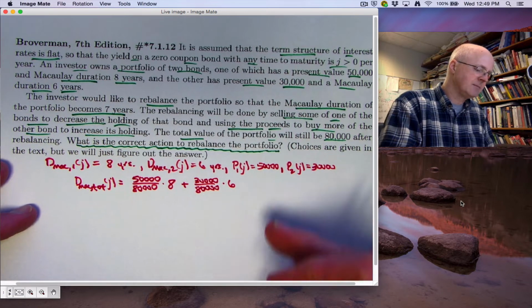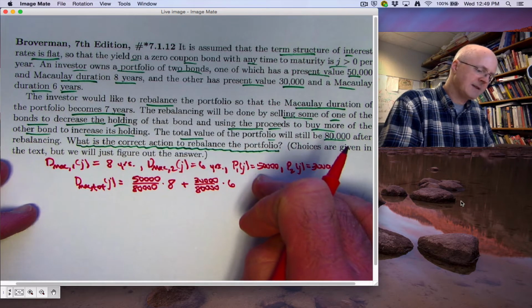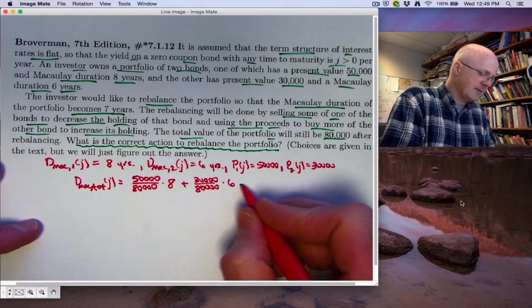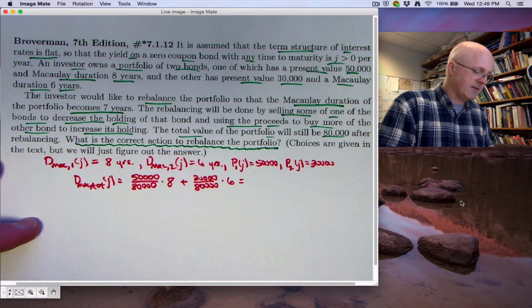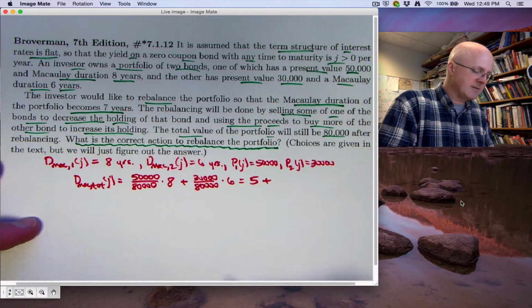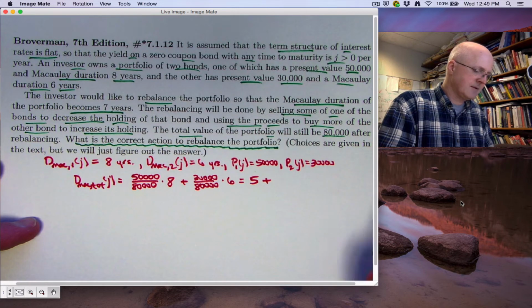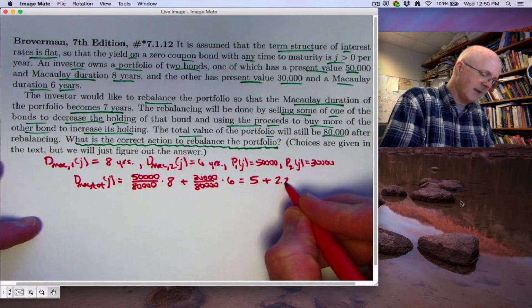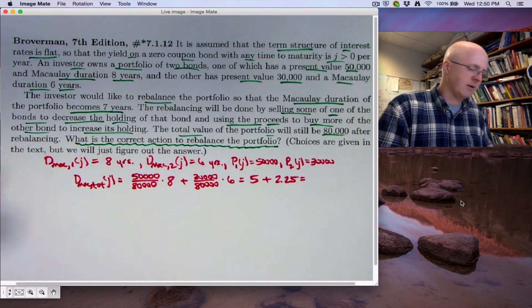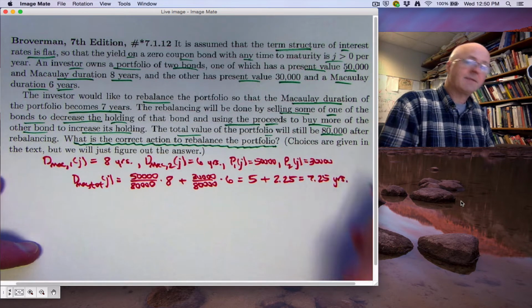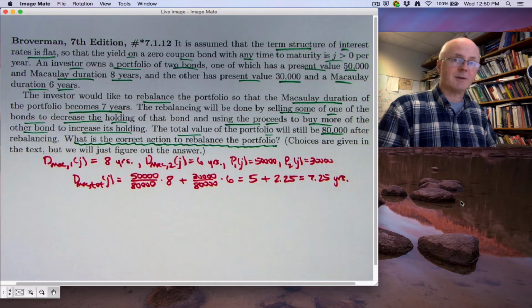They are the fractions for each bond of the price of that bond, the present value, with respect to the total present value. Of course, 50,000 divided by 80,000 does in fact simplify to 5/8, and 5/8 times 8 is 5. And then 30,000 divided by 80,000 simplifies to 3/8. 3/8 times 6 would be, well, the 6 and 8 would cancel. It would be 3/4 times 3, which is 9/4, or 2.25. If you can't do that quickly in your head, that's something you'll want to think about. 5 plus 2.25 is 7.25 years. That's the current Macaulay duration of this portfolio as it is.